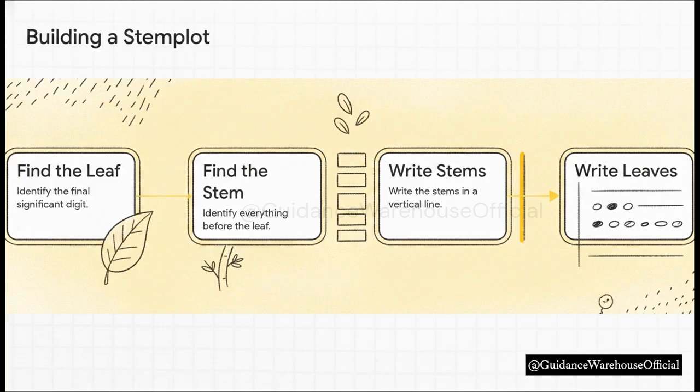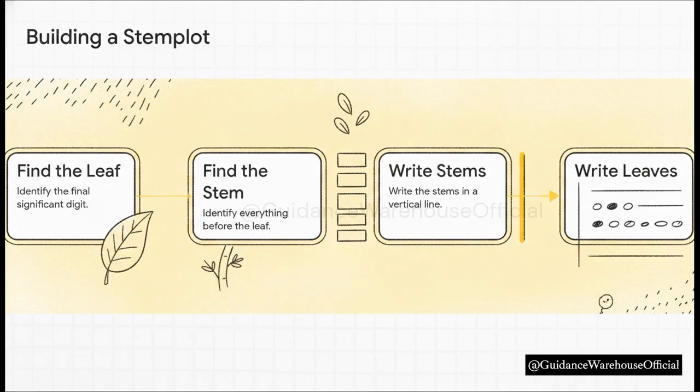Here's exactly how you build one, step by step. First, you take every single observation in your data and divide it into 2 parts, a stem and a leaf. The leaf is always the final significant digit. The stem is everything that comes before it. So if your number is 23, the stem is 2, and the leaf is 3. Make sense? What if you have a bigger number, like 432? The leaf is still that final digit, 2. The stem is everything before it, 43.